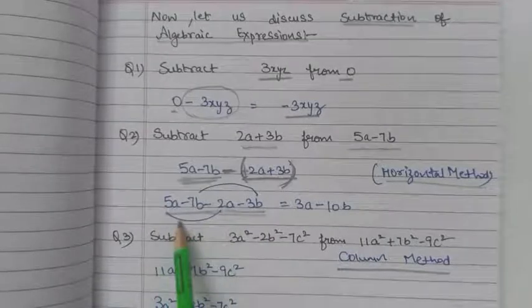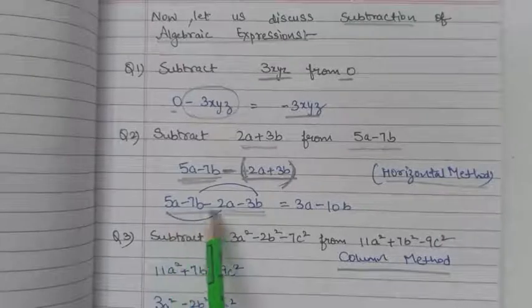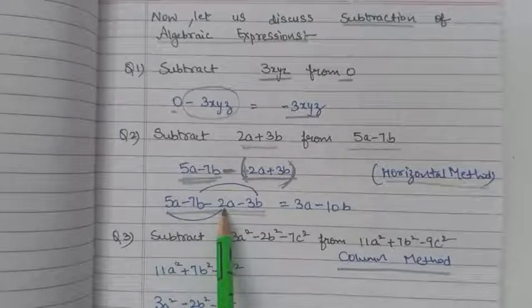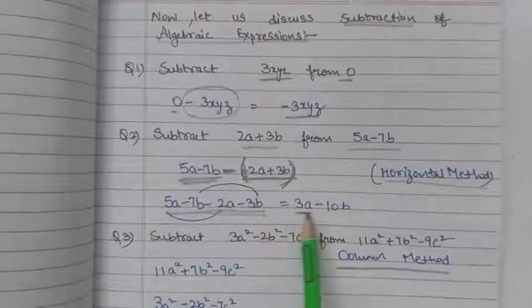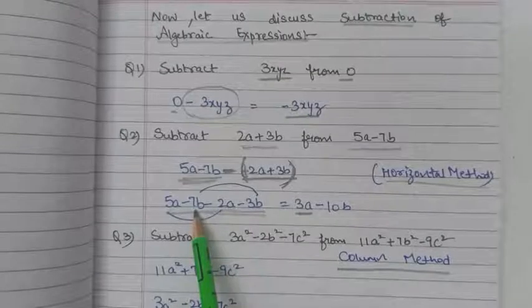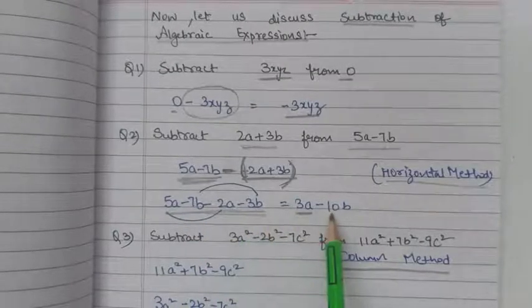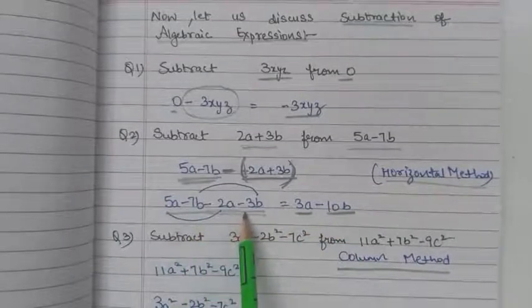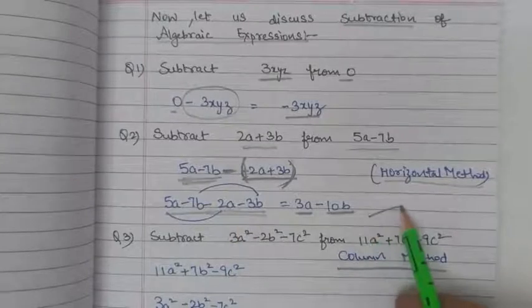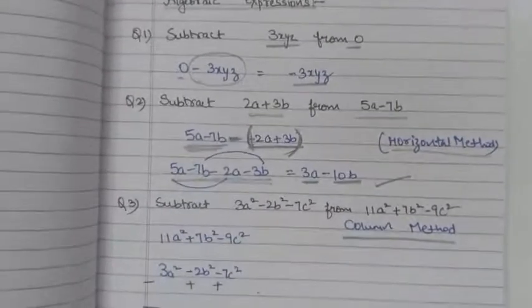Now let us combine the like terms. 5a and minus 2a, they both are like terms. 5a minus 2a will give you 3a. Minus 7b minus 3b will give you minus 10b. Now there is no term left. So this is our final answer. Now let us move to the third question.